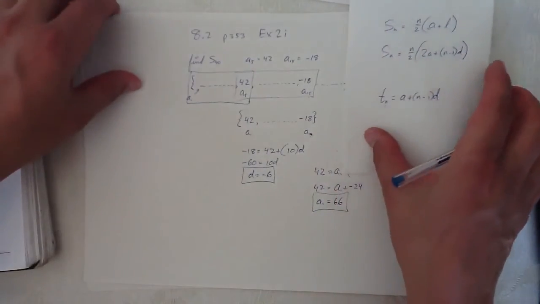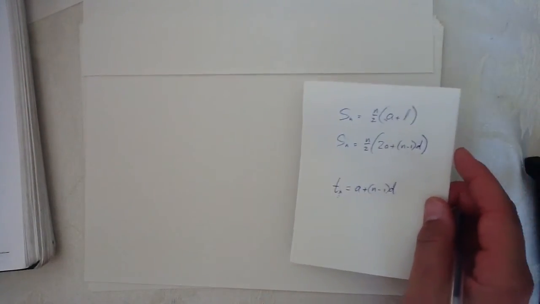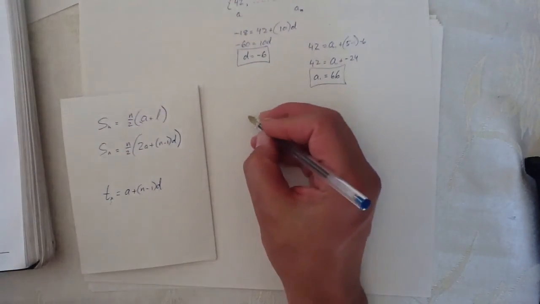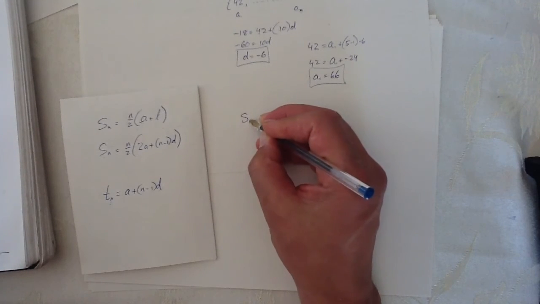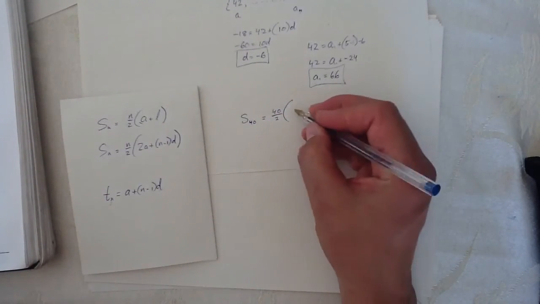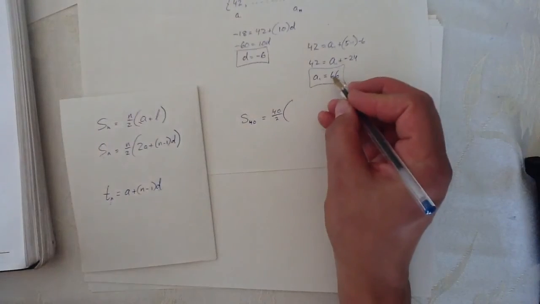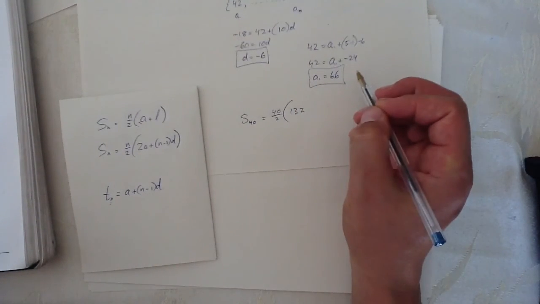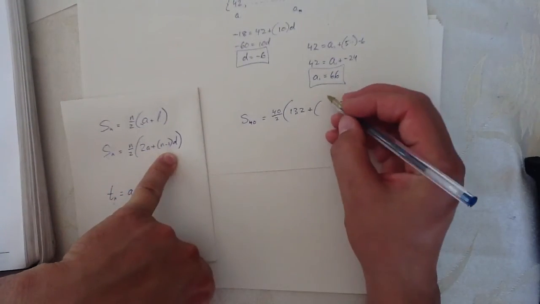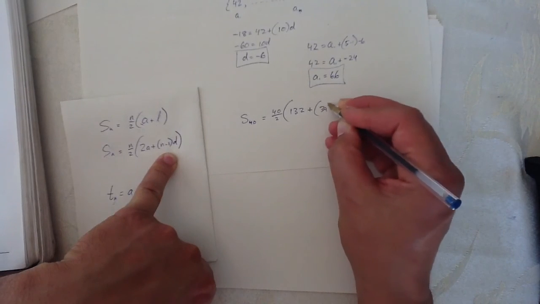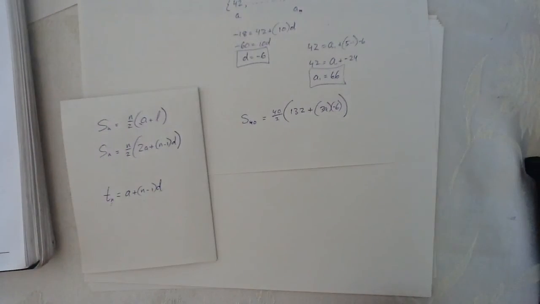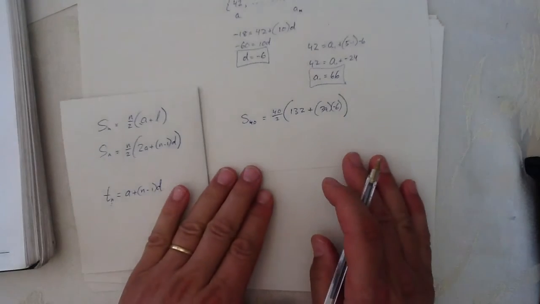So let's get ourselves some more paper here. The sum up to 40 will equal 40 over 2 times 2A, that's 2A from here, and 2A is 132, plus n minus 1. n is 40, right? So that's 39 times D, and we determined D was negative 6. So the sum up to 40 is given by all this.